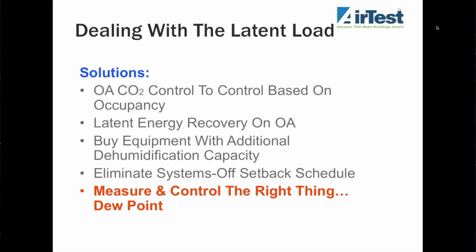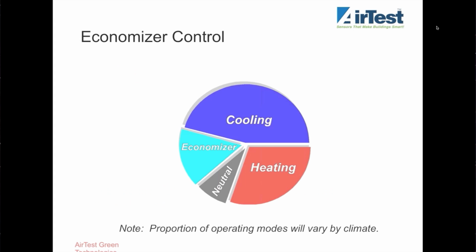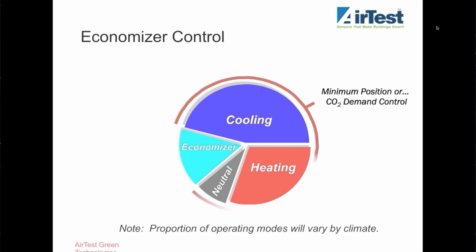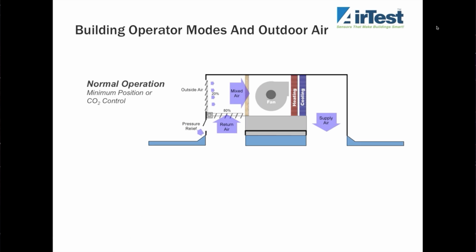The key here to all of this is you've got to measure and control the right thing, which in our viewpoint is dew point. So when we take a look at this chart that I showed earlier, we've talked about the CO2 component, but now we're going to talk about the economizer component. Now, you may not be too familiar with what the fresh air economizer is, or you may be very familiar. Let me just provide a simple example here.